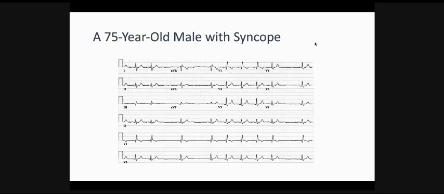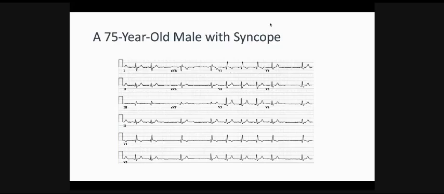So again, we'll go systematically through this. So we'll go with the rate and the rhythm, and then the axis, and then comment if you can see any P waves, and then the QRS complexes, the T waves, and then the intervals. And if you have any diagnosis in mind, you can keep it in mind and code it. Right, let's see the answers and go through this.